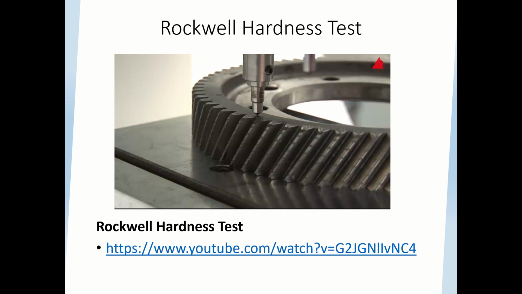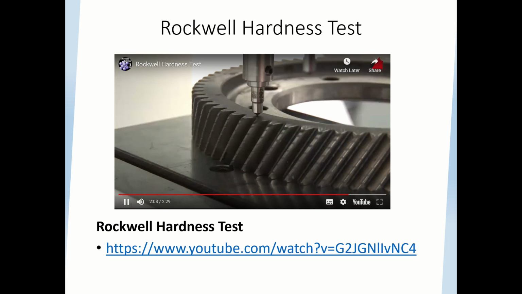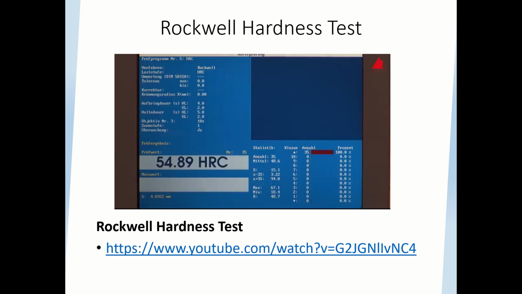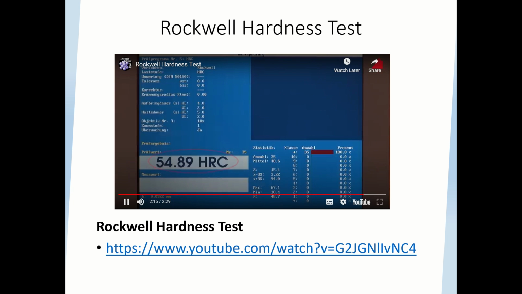In modern testing machines, the Rockwell hardness test is fully automated. That's why the Rockwell hardness test is used so often in automated production lines. That's it. The Rockwell hardness of our gear wheel is 55 HRC.